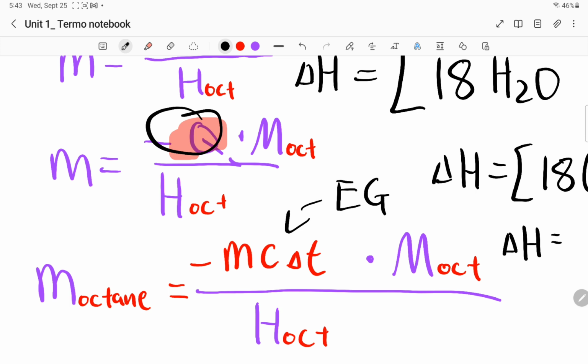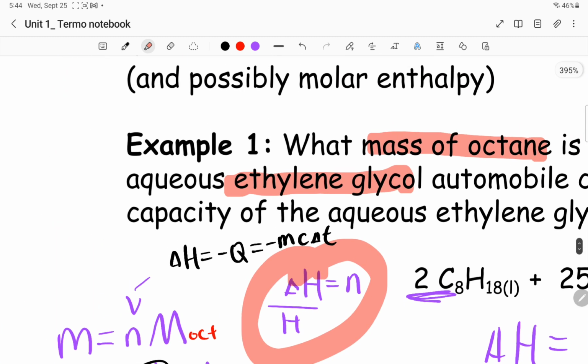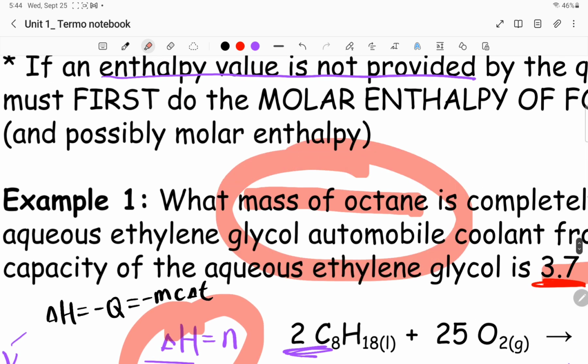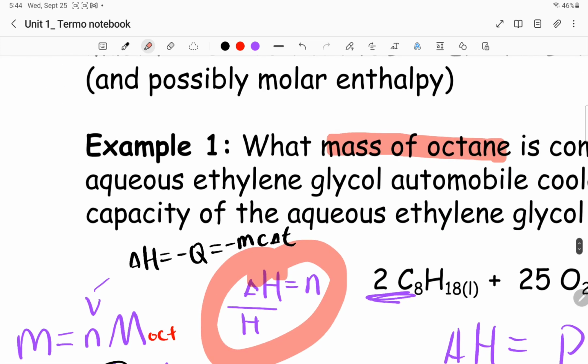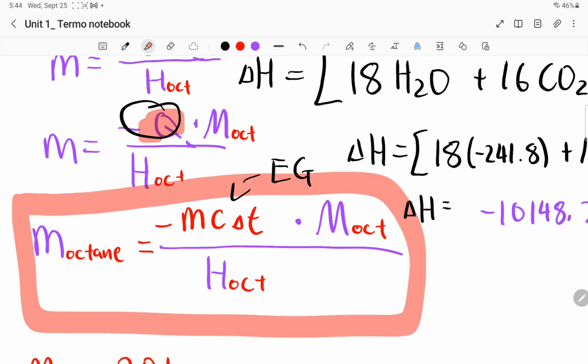Now the most important thing to understand here is that your mc delta T is regarding your surroundings. The surrounding in this case is going to be your ethylene glycol. We cannot mix that up with our mass of octane, because that was a common mistake students made on their lab assessment, mixing up the masses to use. That's why I have the letters EG here. Once I hit this step, I can just start filling in numbers that I know.